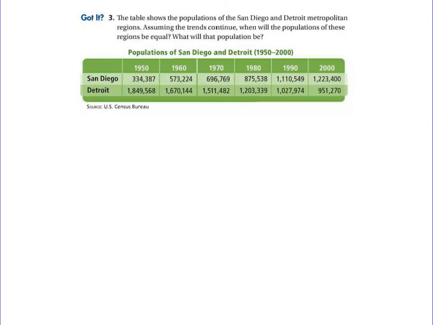Same exact idea on this problem. The table shows the populations of San Diego and Detroit. Assuming the trends continue, when will the populations of these regions be equal, and what will that population be? So before I set you guys loose on this problem, let's take a look at the population of San Diego. How is it changing? It's growing. And take a look at the population of Detroit. How is it changing? It's decreasing.